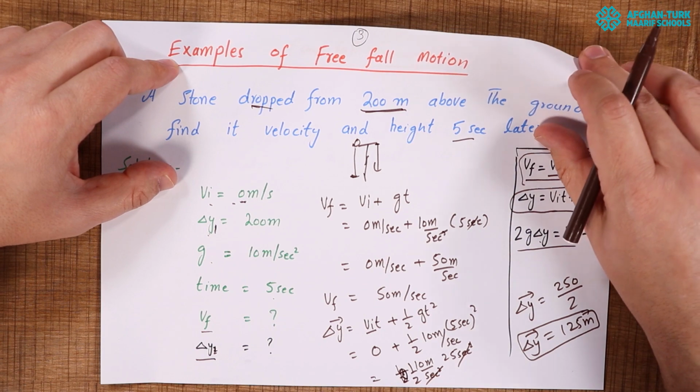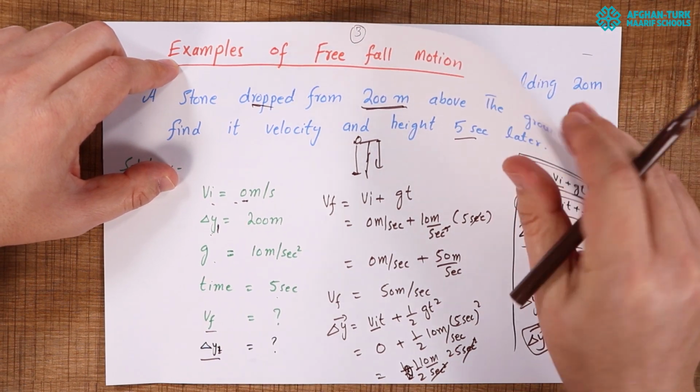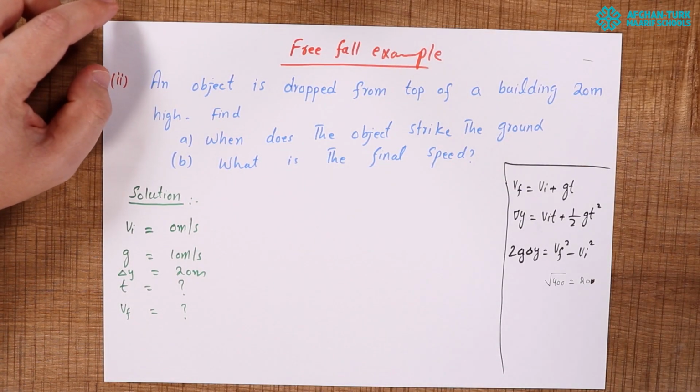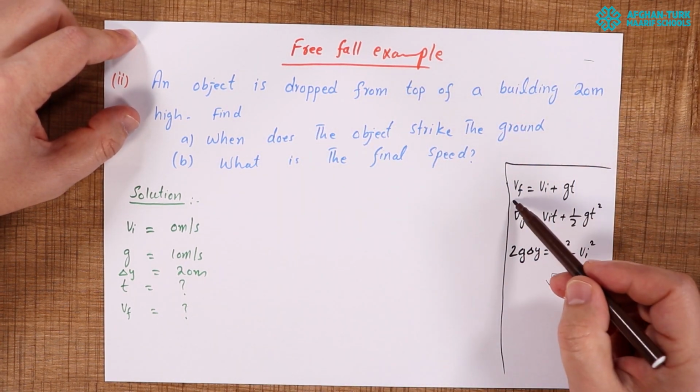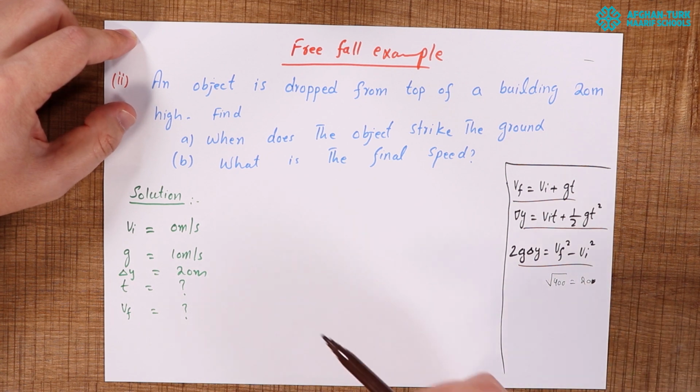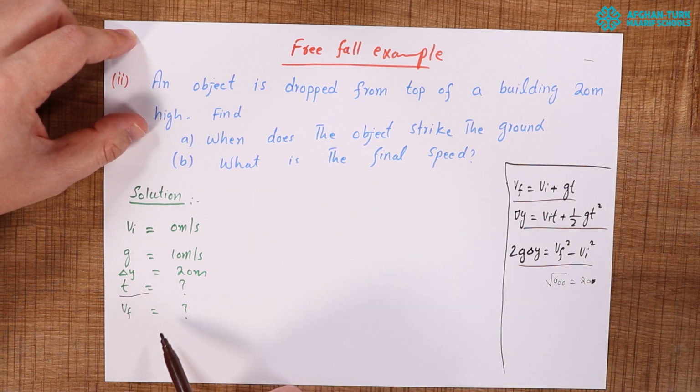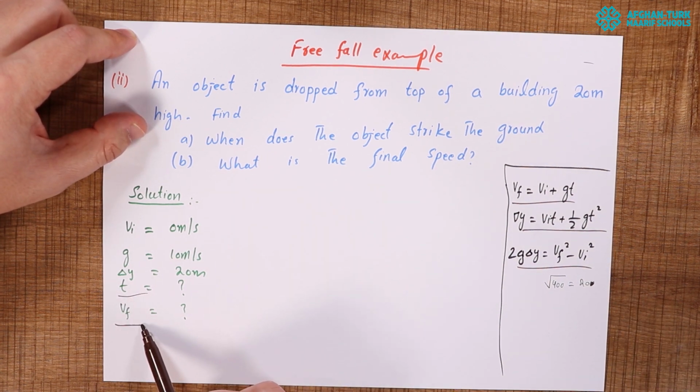Okay dear student, on the next page, this is your homework. See the example carefully. This is also the free fall equation. The formula I also mention here. So you will find the time and also find the final velocity.